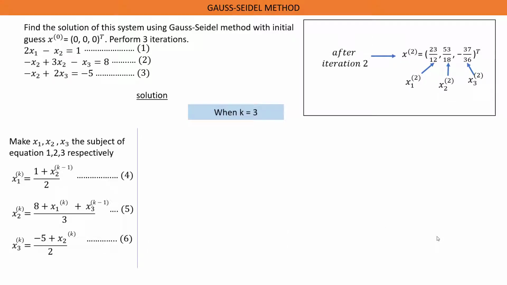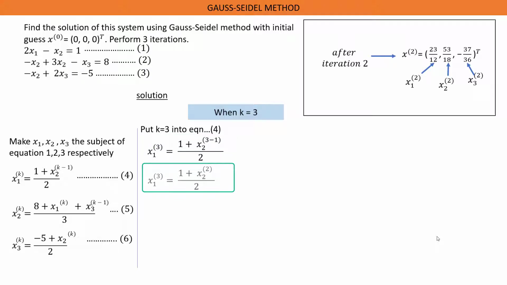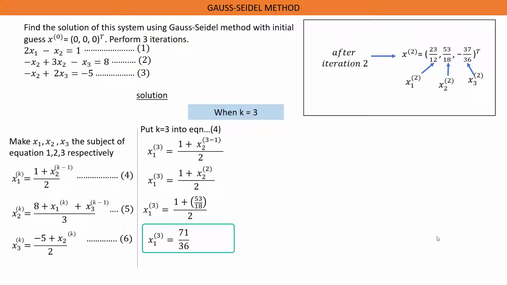So when K equals 3, put K equals 3 into equation 4. And we will get this equation. Solving this will give us this equation. S2 iteration 2 is 53 over 18. Putting in that value will further give us this equation. Solving this will give us S1 iteration 3 equals 71 over 36.